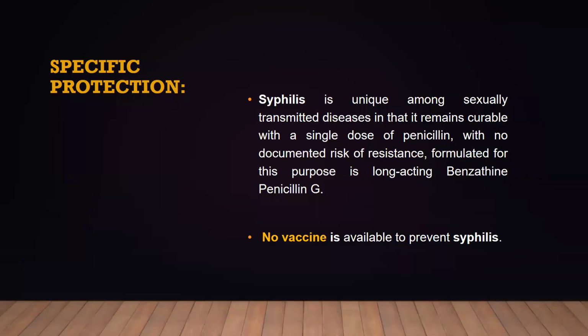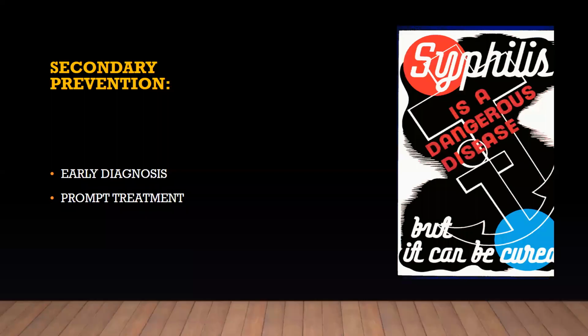Specific protection. Syphilis is unique among sexually transmitted diseases in that it remains curable with a single dose of penicillin with no documented risk of resistance. Formulated for this purpose is the long-acting benzathine penicillin G. No vaccine is available to prevent syphilis. Secondary prevention includes early diagnosis and prompt treatment.